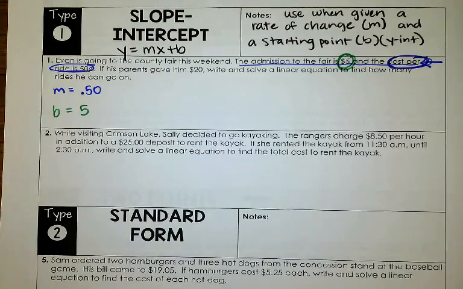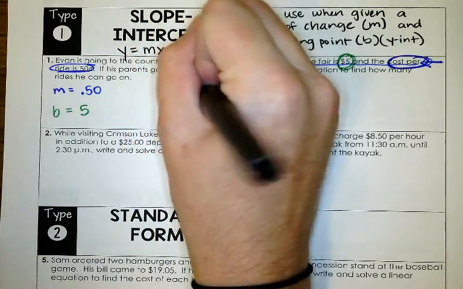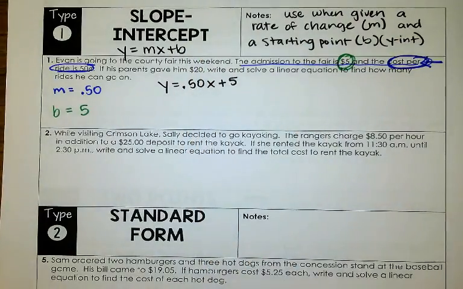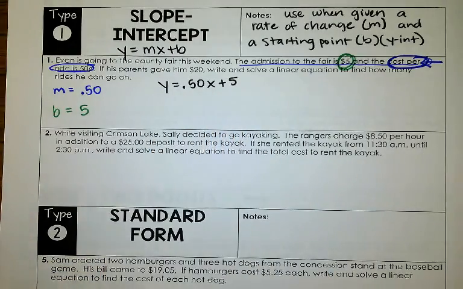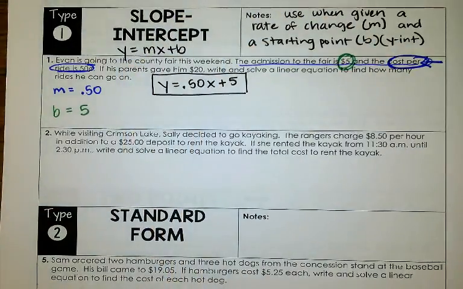So the equation that I would write in this case would be y equals 0.50x plus 5. Now, do I really need to add the 0 in there? No, but I like it because it's 50 cents and it makes me remember that it's cents. Okay, guys? So this is my equation. Do y'all feel good about that? Now, it says if his parents gave him 20 bucks, write and solve a linear equation to find how many rides he can go on.